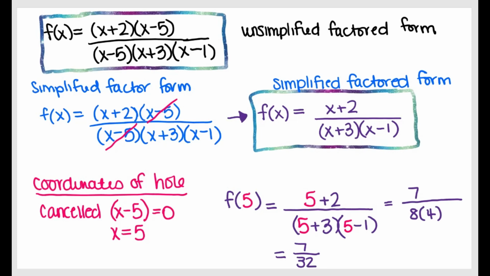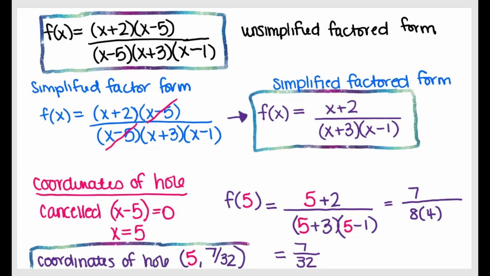But this is our y value, so our coordinates of the hole, or the point for the hole, is going to be 5, because that was the x value we found, comma, 7 over 32. And remember, if you were to graph this, it would literally look like a hole punch in your graph, because it's going to come up, have an open circle, and then keep going. Well, it may be going down, but you get what I'm getting at.